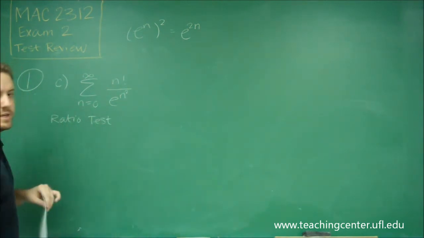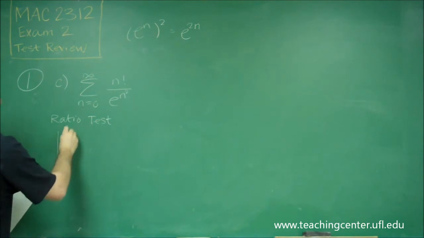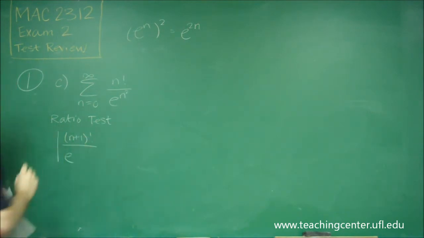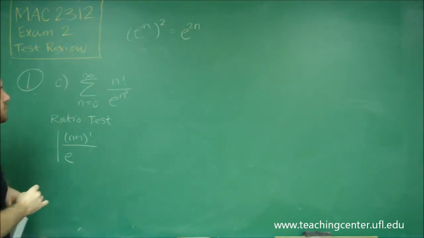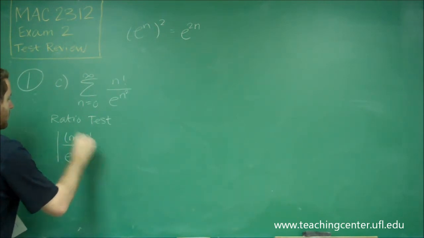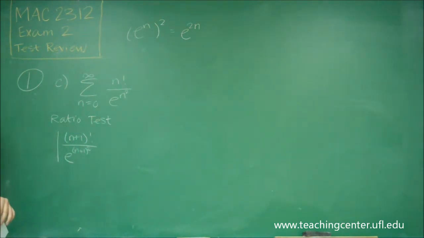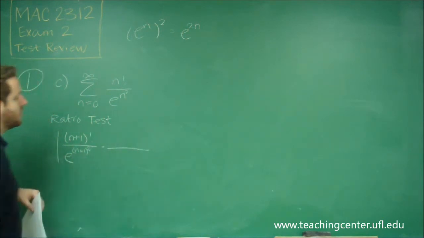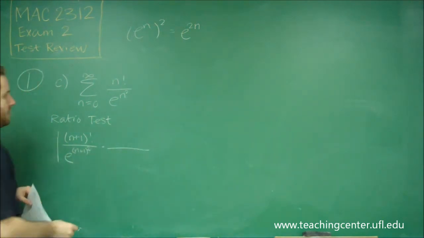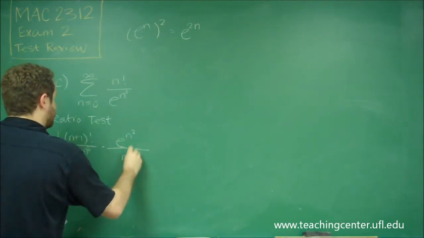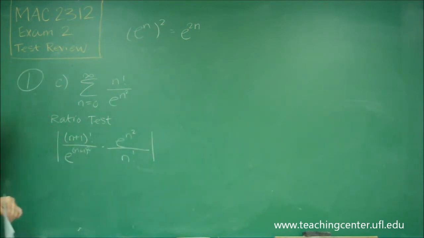And remember, for the ratio test, we're going to take the n plus 1th term. So here, we have to be careful. We're plugging in n plus 1 instead of n. So we get e to the n plus 1 squared, times the reciprocal of the nth term, because we're dividing by the nth term. So this would be e to the n squared, n factorial.